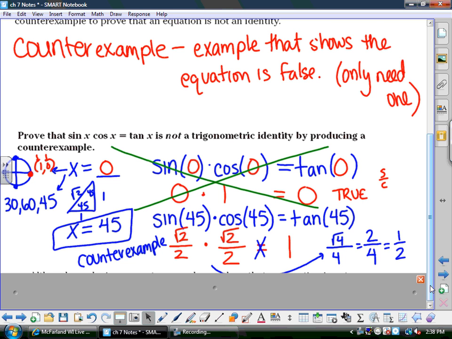A counterexample is an example that shows that it does not work all the time. It might work some of the time, like in this case it does work when x is 0, but it doesn't work all of the time. It doesn't work when x is 45. So that's a counterexample, and that's what we were looking for.